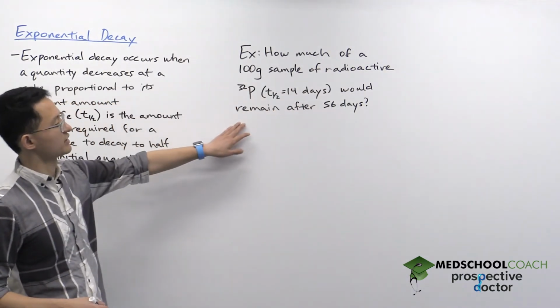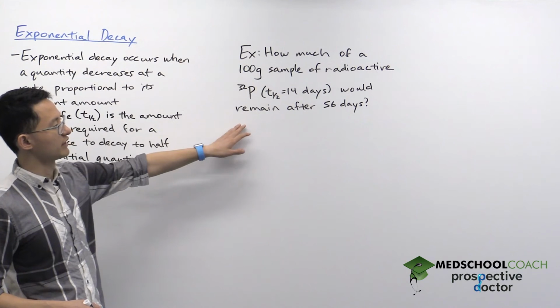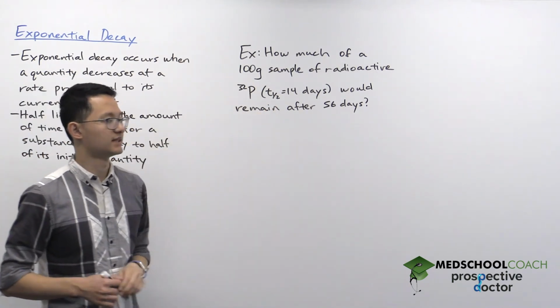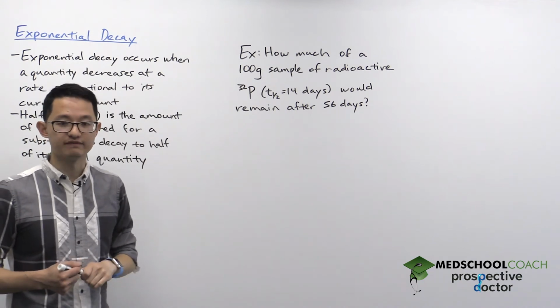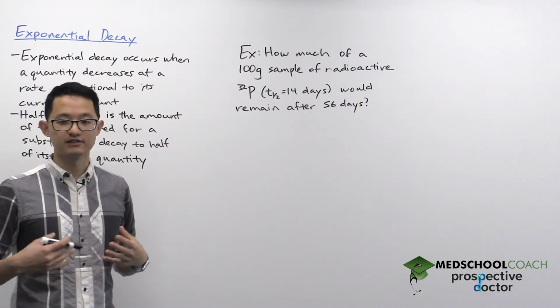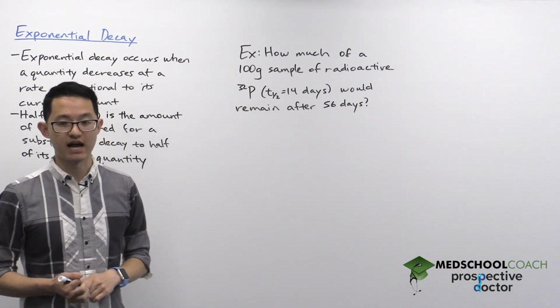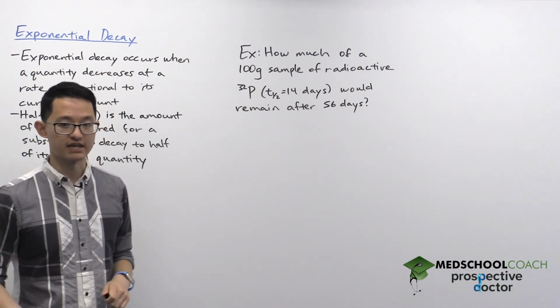Here we have a question that asks, how much of a 100-gram sample of radioactive phosphorus-32 with a half-life of 14 days would remain after 56 days? This is a typical type of question you would see on an exam, and the easiest way to approach these half-life questions is to make a table.